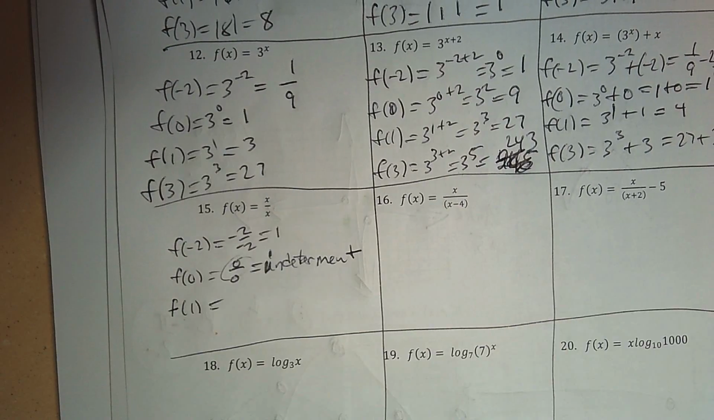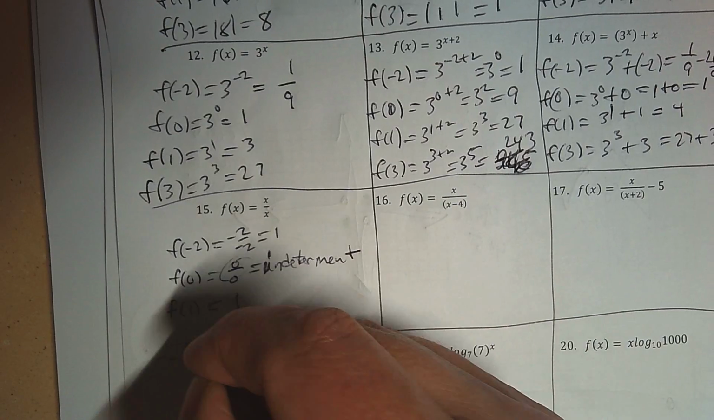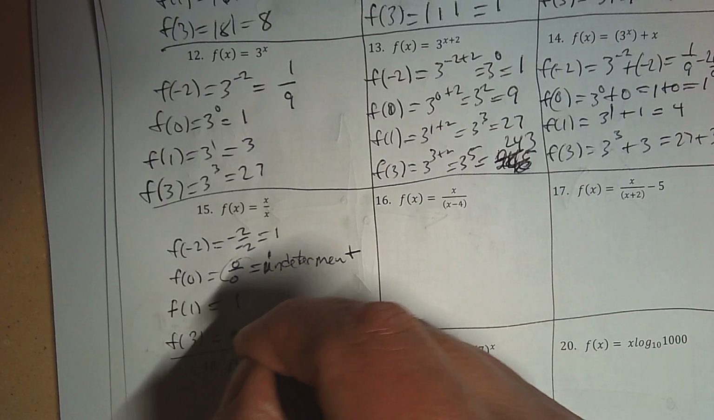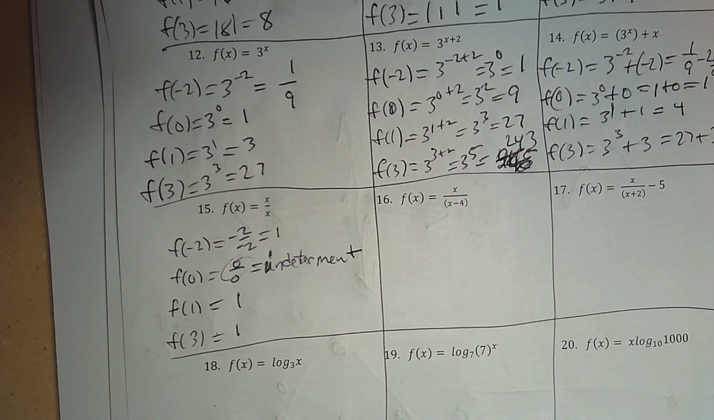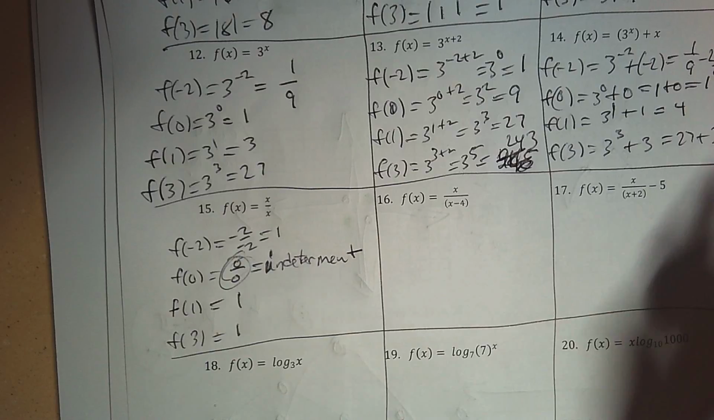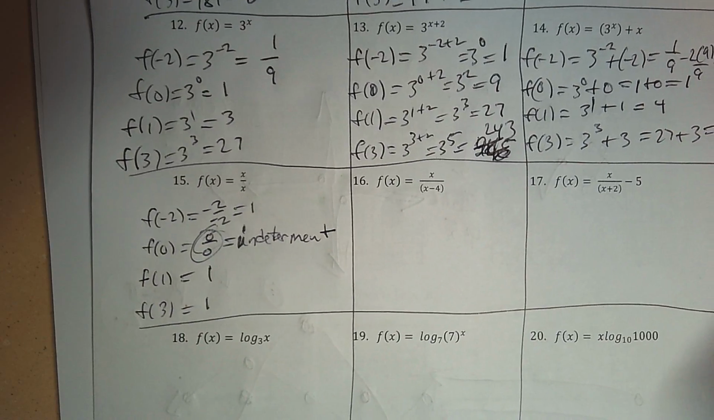All right, next one, 1. It's indeterminate. Well, that's 1. 3: 3 divided by 3 is going to equal 1, right? And the only spot here that's indeterminate is 0 over 0. All right, 16.